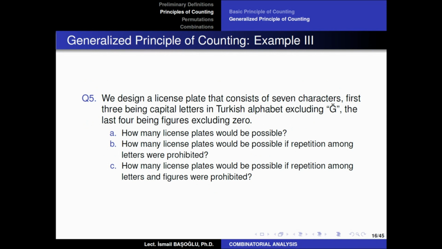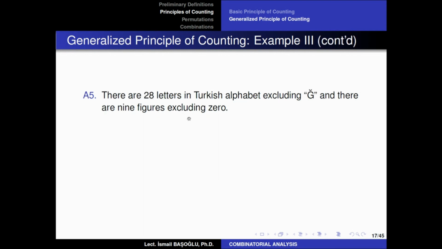First 3 being capital letters in Turkish alphabet, excluding yumuşak G, and the last 4 being figures excluding 0. Okay, so we have to create a 7-character license plate. First 3 of these characters are going to be letters, however, excluding yumuşak G, and the last 4 being figures excluding 0. Now, in the first part of question, we say how many different license plates we can create. Now, let's start with the first part. Let's solve the first part, then we are going to move to the other parts.